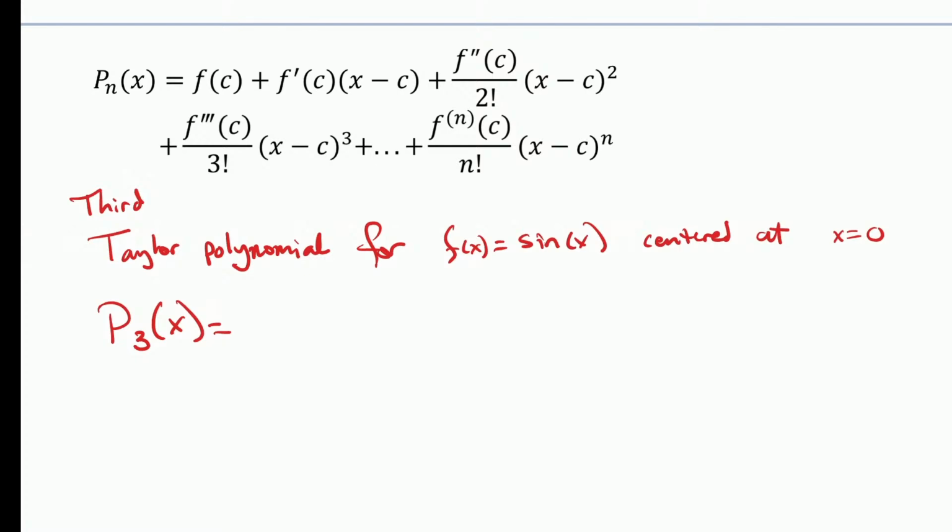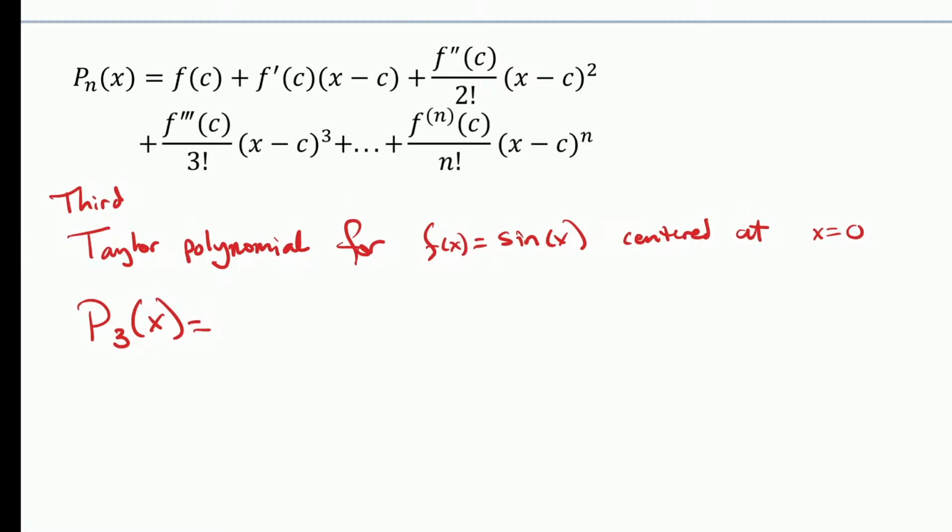So let's go ahead and do this for this particular function, the Taylor polynomial for sine of x centered at x equals 0. The first thing I'm going to have to do is compute the derivatives. Up here, we're going to have to compute the first derivative, the second derivative, and the third derivative. If this was the fourth Taylor polynomial, I would compute the fourth derivative. The fifth Taylor polynomial, I would keep going, fifth derivative. But here, just the third derivative is as far as I need to go.